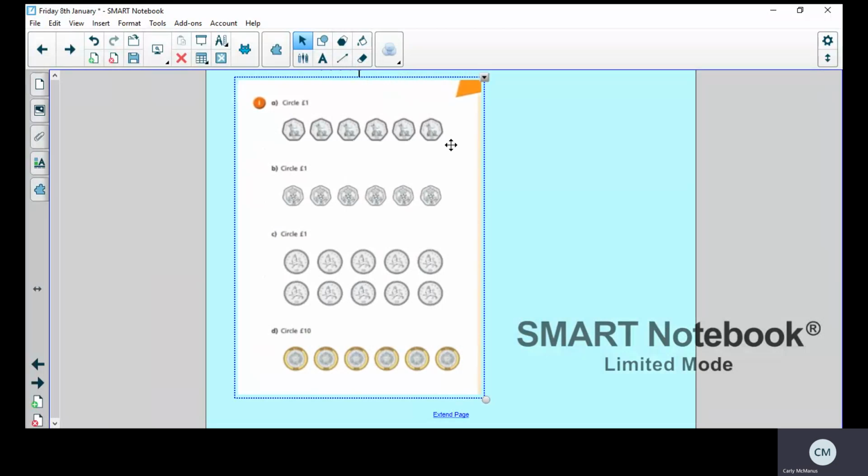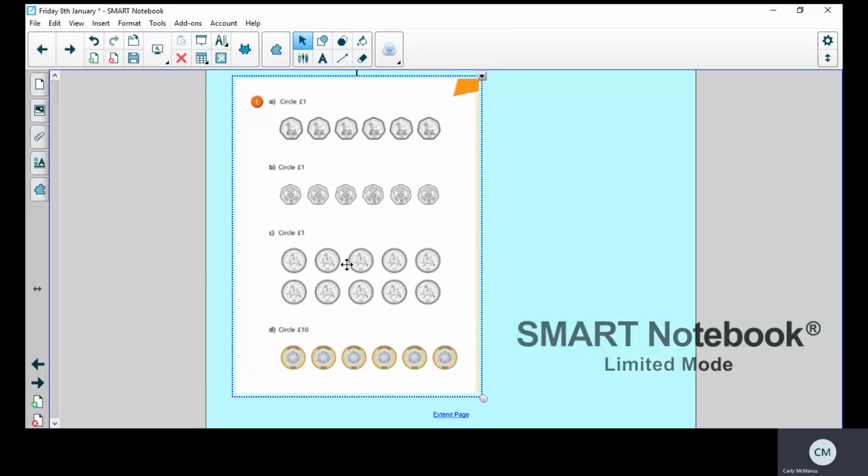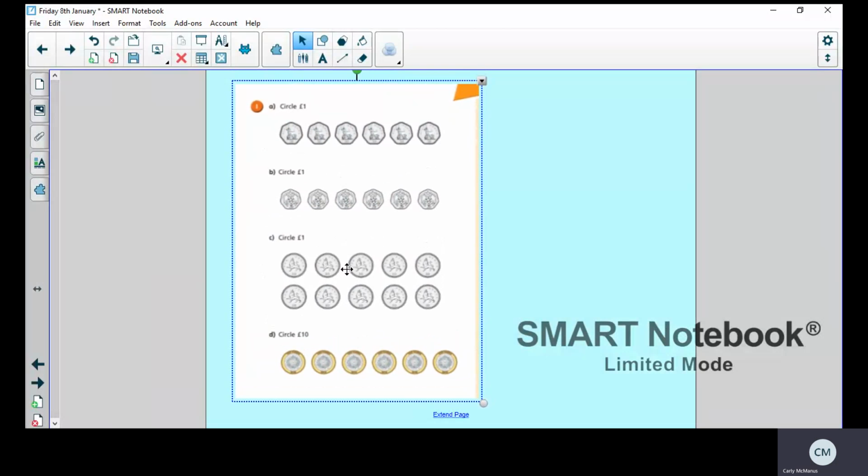B, you've got 20 pences. So how many 20 pences make up £1? So how many 20 pences make up 100 is what I'm asking you. And then C, we've got 10 pences and we want to make £1. So how many 10 pences make up £1? Remember, £1 is 100 pennies. And then the last question is how many of these £2 coins make up £10? So you need to circle those.